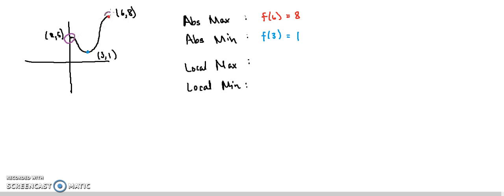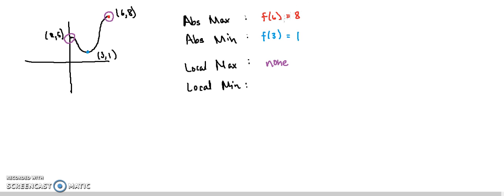And same thing up here. So endpoints cannot be local max or local min, because you have to have that whole area around it where the function exists. So the answer for local maximum would be no. We do not have any.